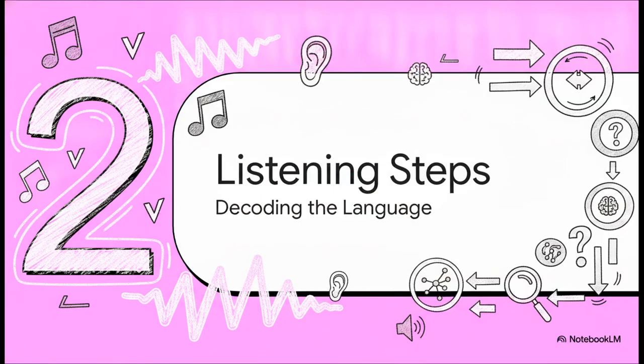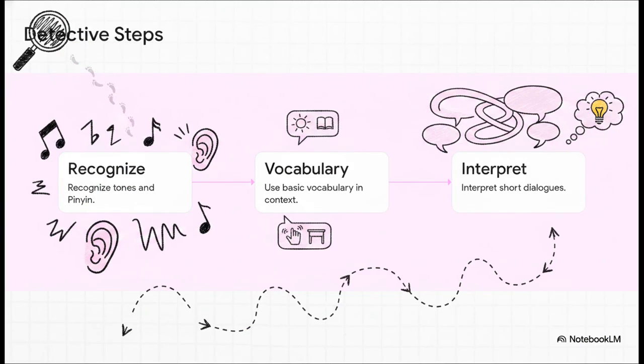Moving right along to Section 2, Listening Project Steps. Now that we know tones really hold the key to everything, let's lay out the exact strategy for your listening checks mini project. We can break this whole task down into 3 manageable, detective-like steps based right on our Unit 1 and 2 outcomes. You definitely don't have to understand every single thing at once. Step 1, recognize the sound. Spot the tones and the pinyin. Step 2, catch the basic vocabulary and context, like hearing a greeting or a number. And finally, Step 3, take those recognized sounds and piece together the actual dialogue to interpret what's being said. It's a really nice progressive decoding process.